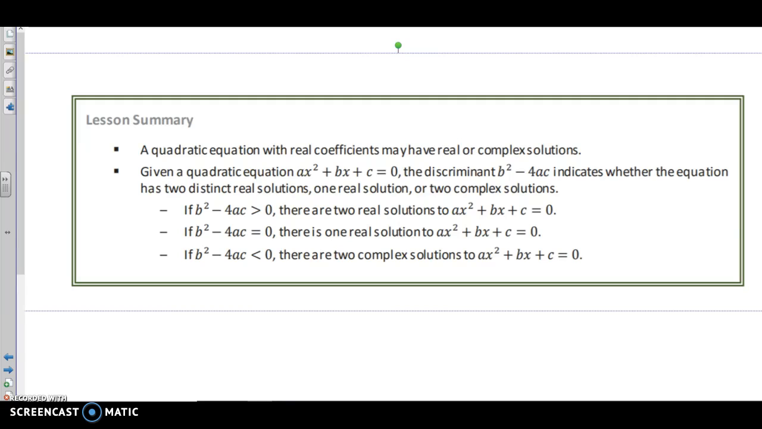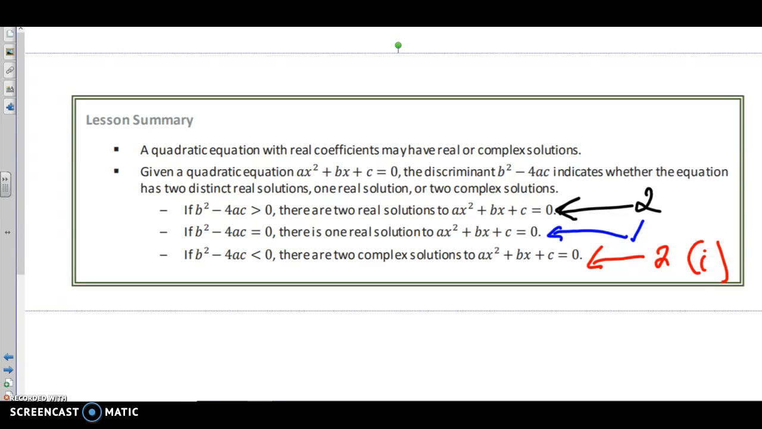So if the discriminant is greater than 0, I will have two real solutions. If the discriminant is equal to 0, I will have one real solution. And if the discriminant is less than 0, I will have two complex solutions. In other words, two solutions with a value of i in there. And that is the intent of this entire lesson 38.